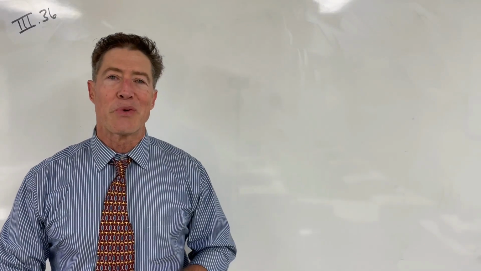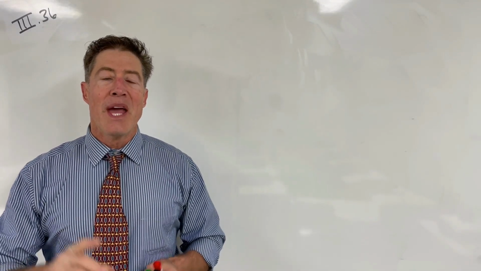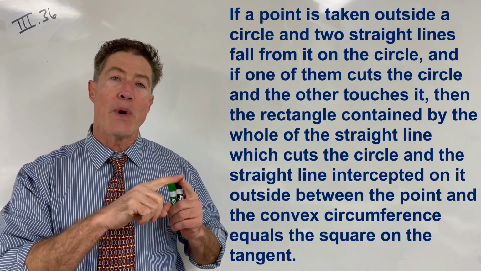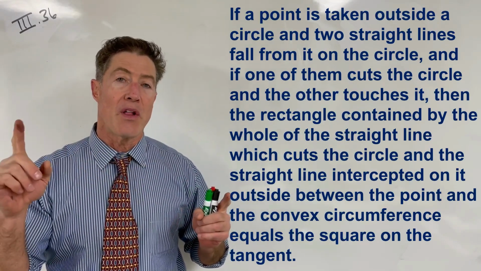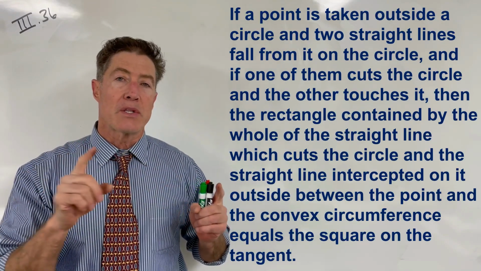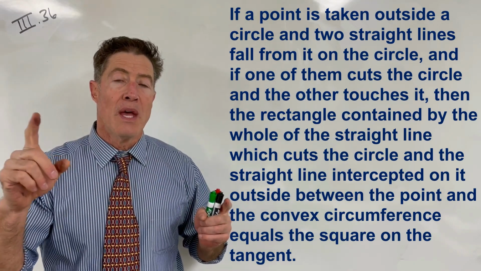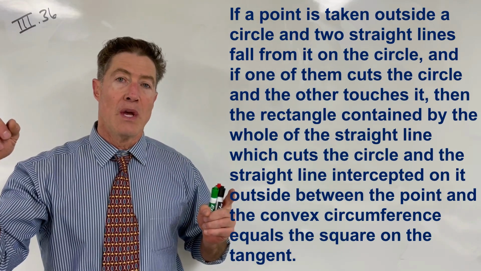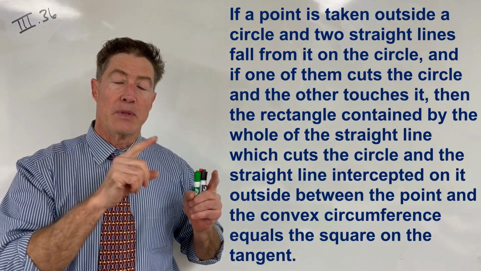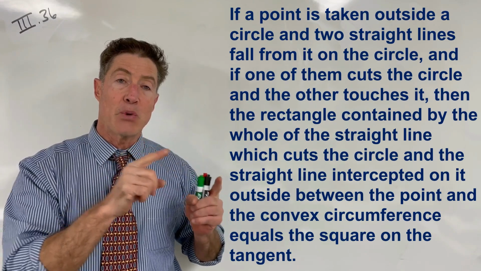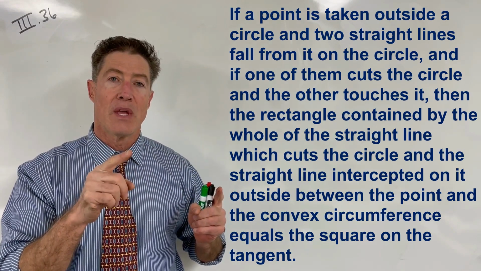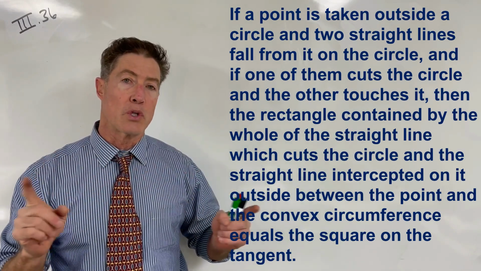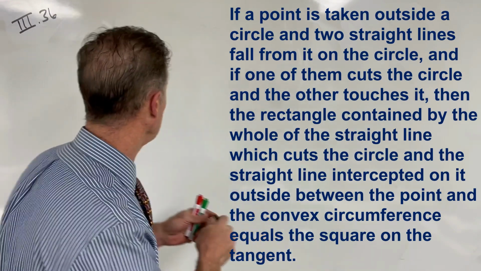Euclid's Elements, Book 3, Proposition 36. If a point be taken outside a circle and from that point two straight lines fall on the circle, one touching the circle and another cutting the circle, then the rectangle contained by the line cutting the circle, together with the straight line intercepted outside it between the point and the convex surface, that rectangle will be equal to the square on the tangent.